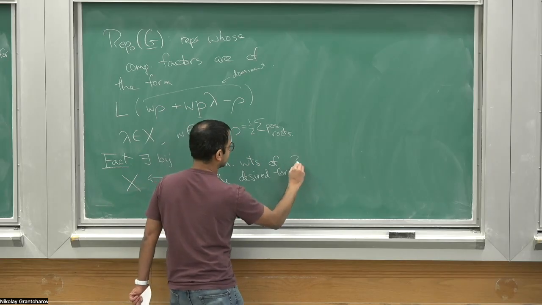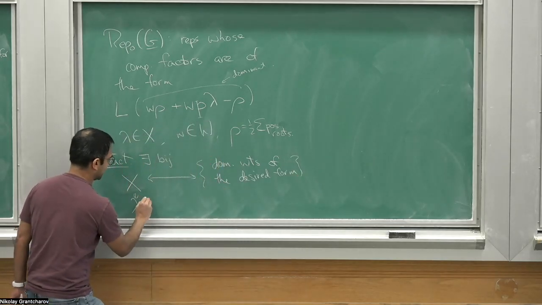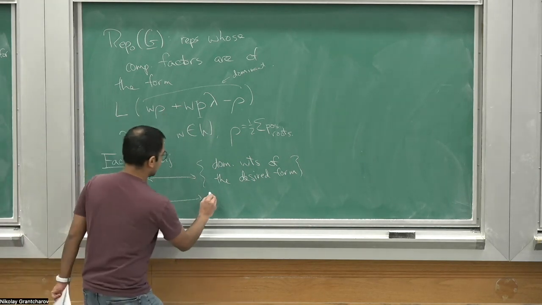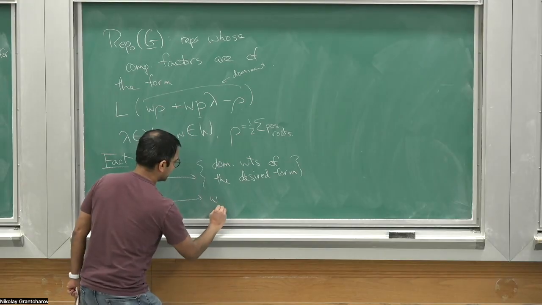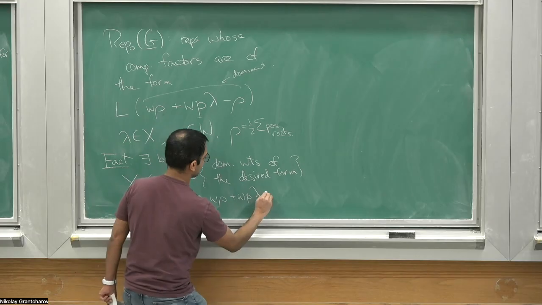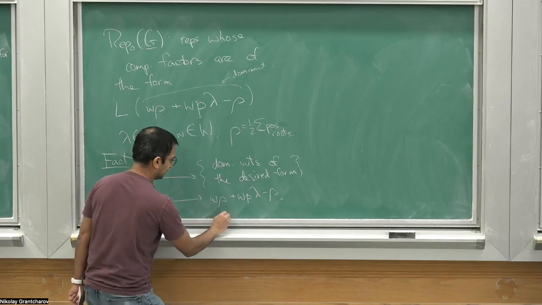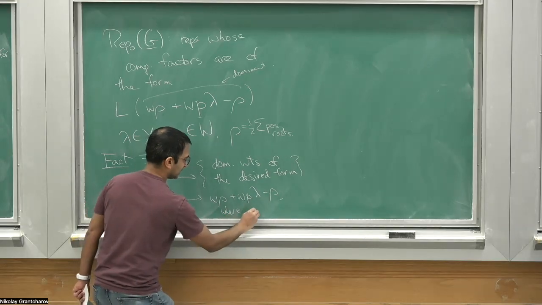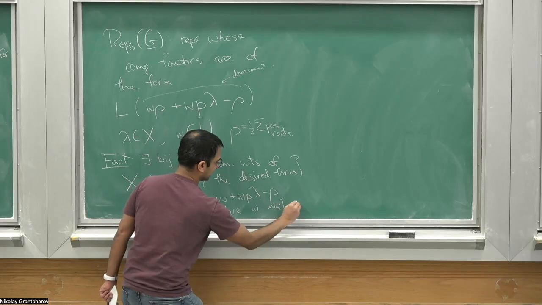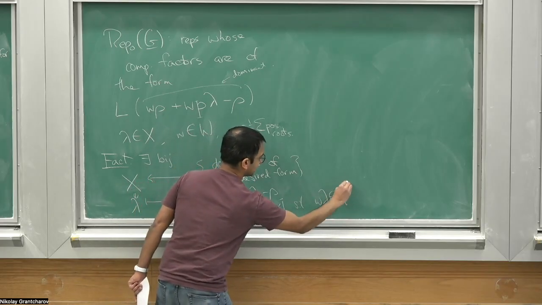And here's how you get the bijection. If I take an arbitrary lambda in here, I send it to this formula, w rho plus w p lambda minus rho, where, and I have to tell you how to choose w, w is the minimal element in the Weyl group such that w lambda is dominant.